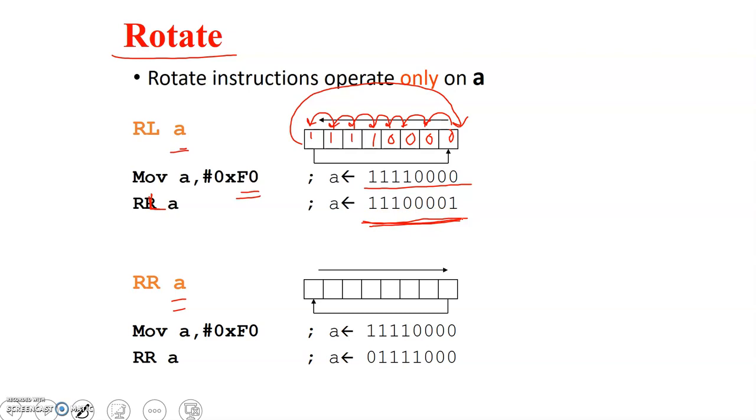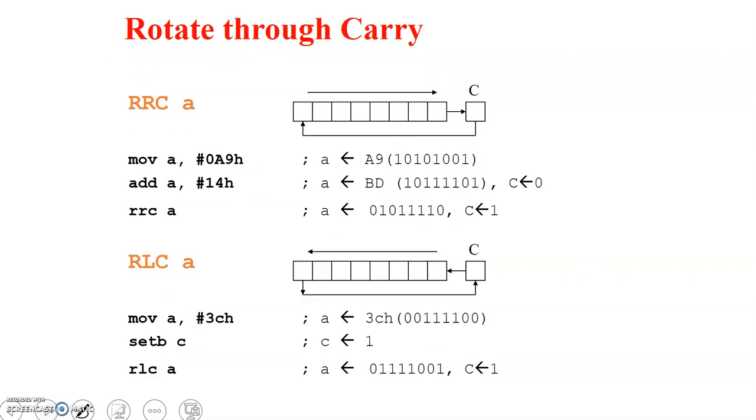Similarly, rotate right works in opposite fashion. Again, I am writing 1 1 1 1 and 0 0 0 0 here. Rotate right means now I will be rotating this from left to right. Each of the bits will be moved to the right, and the rightmost bit will move to the most significant bit, so it will come here 0. So you could see here.